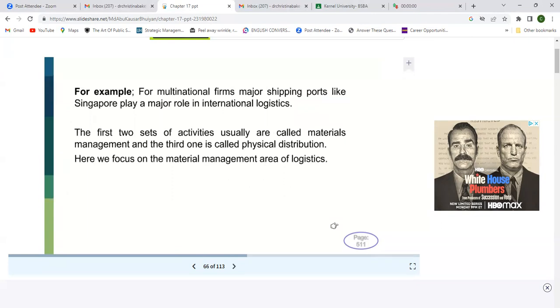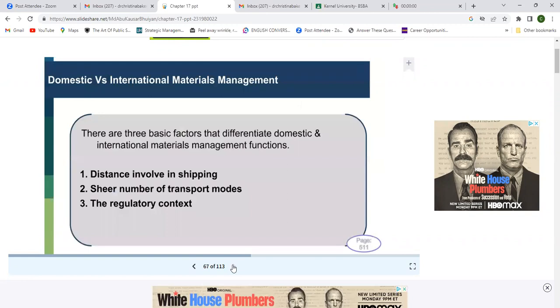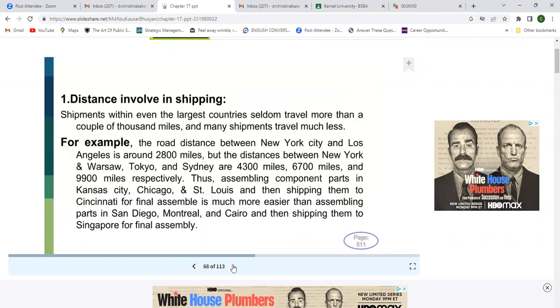For multinational firms, major shipping ports like Singapore play a major role in international logistics. The first set of activities is called materials management, and the third one is called physical distribution. We focus on the materials management area of logistics. Here, there are three basic factors that differentiate domestic and international materials management functions: distance involved in shipping, sheer number of transport modes, and regulatory context.